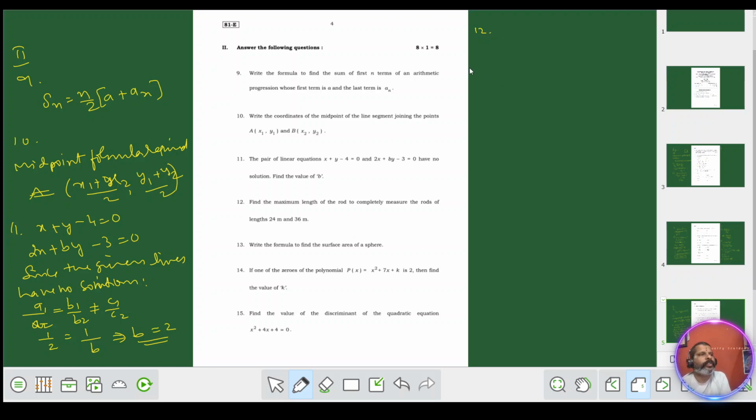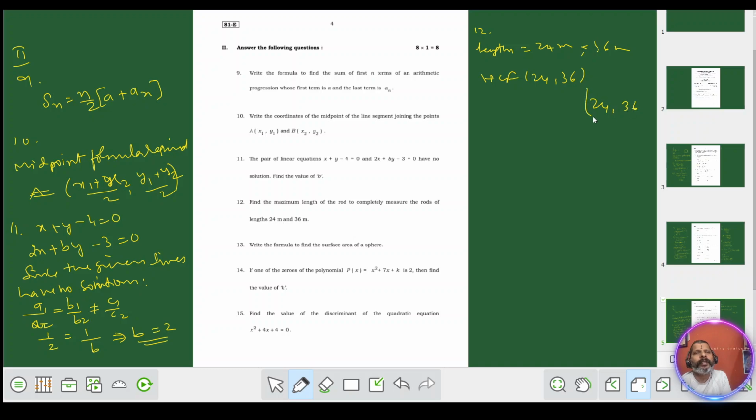Let's move to the next question. Find the maximum length of the rod to completely measure the rods of the lengths 24 meter and 36 meter. The lengths they have given are 24 meter and 36 meter. Remember, this is not from the surface area volume chapter. It is from the first chapter, real numbers, HCF and LCM part. Maximum length means you have to find the HCF of 24 and 36.